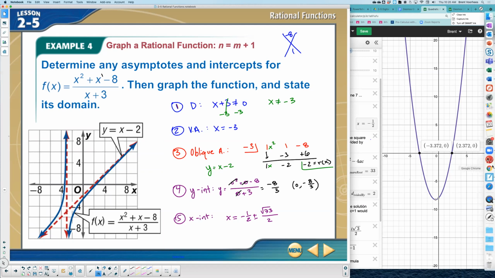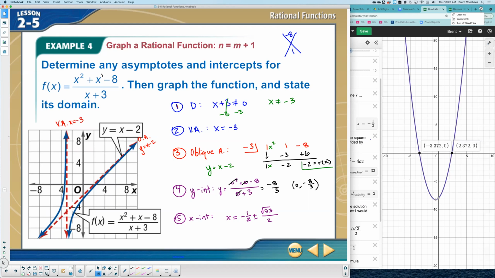That is the oblique asymptote right here. I'll call this the oblique asymptote. Oblique asymptote at y equals x minus 2. That was my vertical asymptote at -3. Again, they're counting by 2s in this picture.